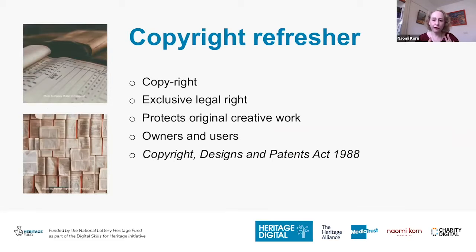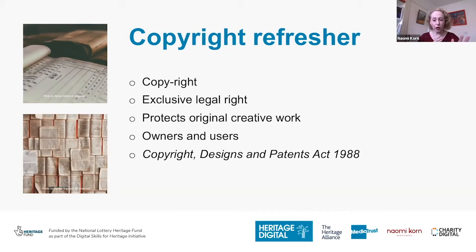So I want to refresh you first about copyright. There's so much I could tell you, but I want to boil it down into some key big principles. The way that copyright arises is that when anyone creates an original work, i.e. something that no one else has done before, and when we're talking about work, something that you can see or hear or touch, something that is broadly defined as creative.